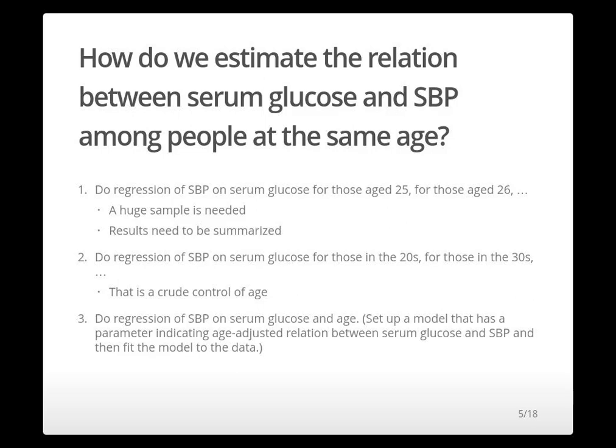Thirdly, we can do multiple linear regression of systolic blood pressure on serum glucose and age. The regression model has a parameter, the partial regression coefficient for serum glucose, which summarizes age-adjusted relation between serum glucose and systolic blood pressure. This is a practical and convenient way, which does not require a very large sample, and produces just one parameter estimate summarizing age-controlled relation between serum glucose and systolic blood pressure.